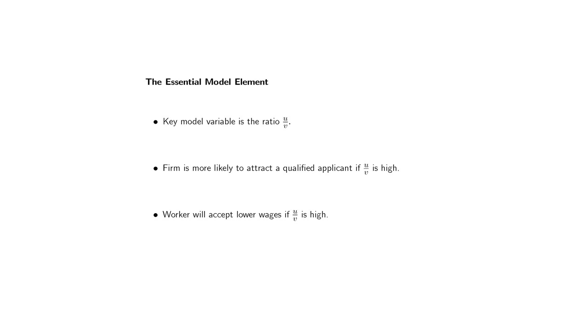There are two reasons this variable is important in the model. Inside the model, a firm is more likely to attract a qualified applicant if this ratio is high. Why does that make sense? Well, there are a lot of unemployed people out there. It's more likely that any given job opening you post is going to attract a qualified applicant. And that's captured in the model. As well, there's a secondary force in the model, which is that when unemployment is high relative to the number of job openings, workers are more willing to accept lower wages. And so for both those reasons, the ratio of unemployment to vacancies is very important in the model.